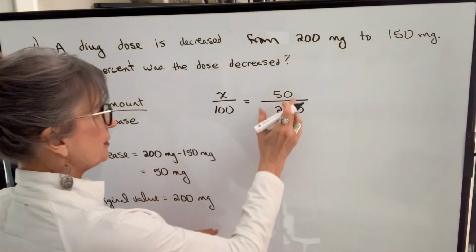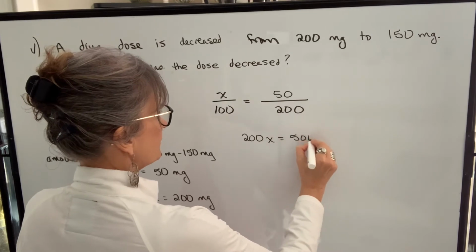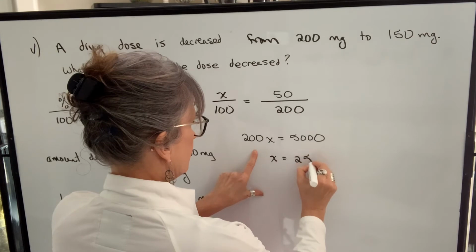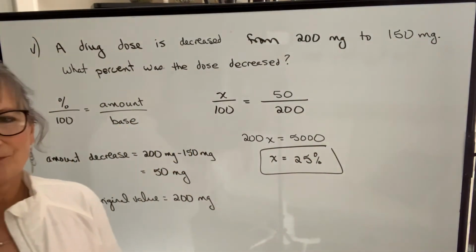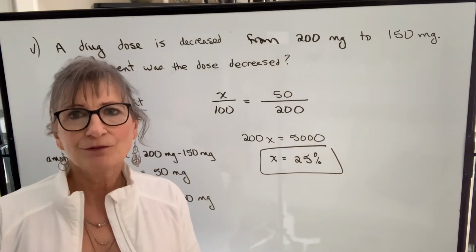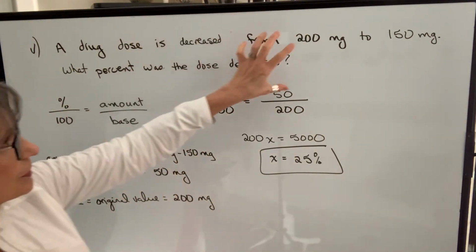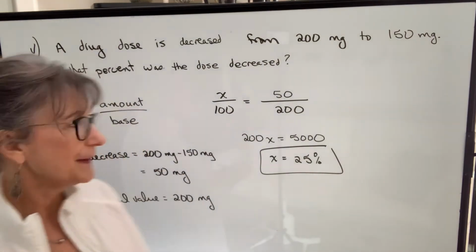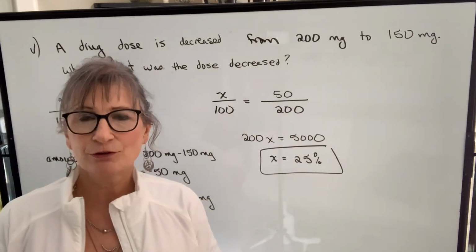Now we can cross multiply and solve. We'll have 200x equals 5,000. Divide both sides by 200, and we get a 25% decrease. We use the same logic if it was an increase. So if we had a drug increasing from a certain amount to a certain amount, and you want to know what percent increase that is, you have to find the amount of the increase, and then your base will be whatever it increased from.